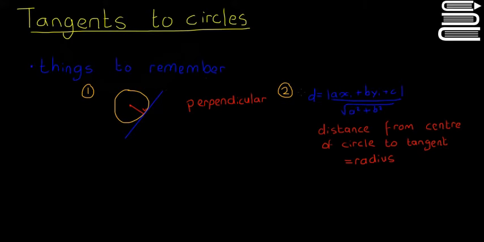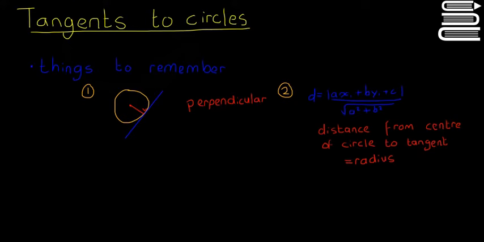The second thing you need to know, you can get that distance from the point to the tangent using this formula here. And in this case, A, B, and C are gotten from the line, so it depends on the equation of the line, and x1 and y1 are the coordinates of the center of the circle. And that distance from the center of the circle to the tangent, that red distance there, is equal to the radius. All right, so those are the two important things to remember when we're talking about tangents to circles.